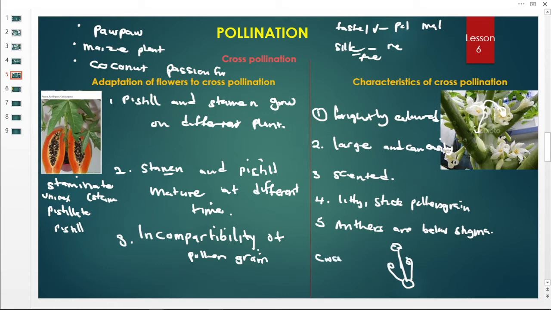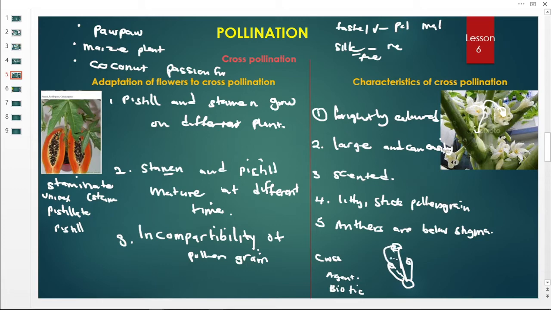The anthers are below the stigma, and this one needs the agents of what we call pollination. These agents must be biotic agents, the living agents of pollination, as we are going to discuss. Because if we don't get those agents, once wind blows this flower, the pollen grains are going to pour here. That's no pollination, so we need a carrier to carry them from here onto the stigma. So this is a characteristic.